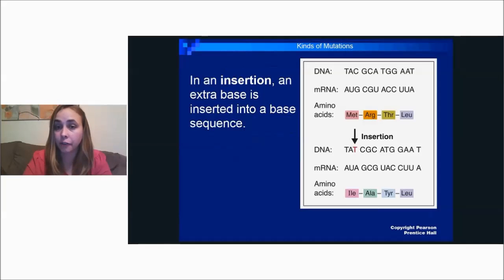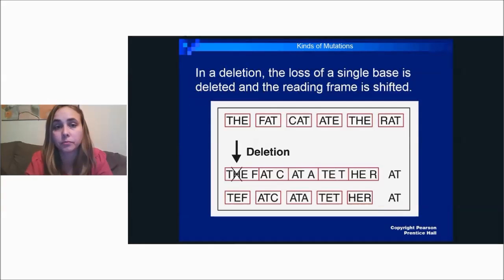So instead of the ones up top, every one below is now a new one. So that changed the entire strand. That protein is not going to do what it was originally intended to do anymore. It's going to be a completely different structure. In a deletion, the loss of a single base is deleted and the reading frame is shifted to the left.